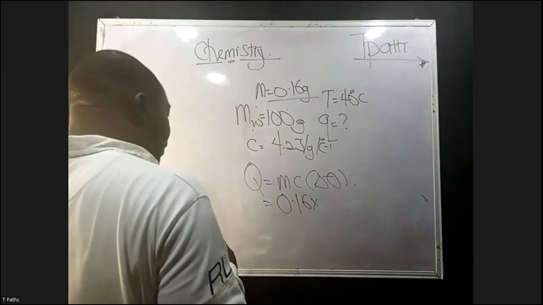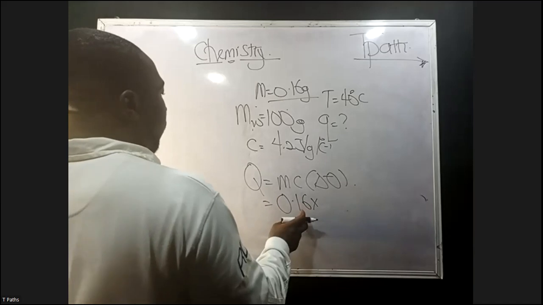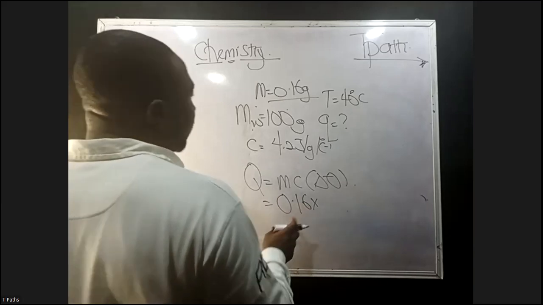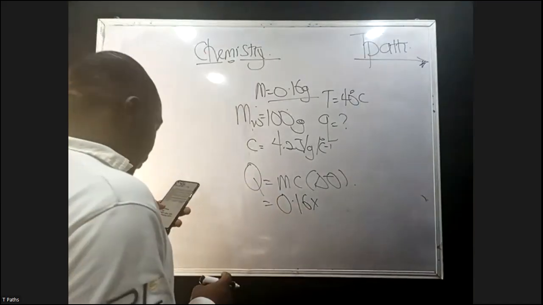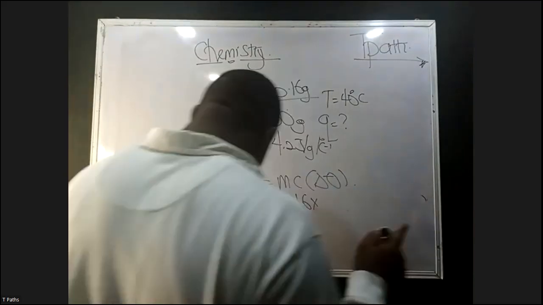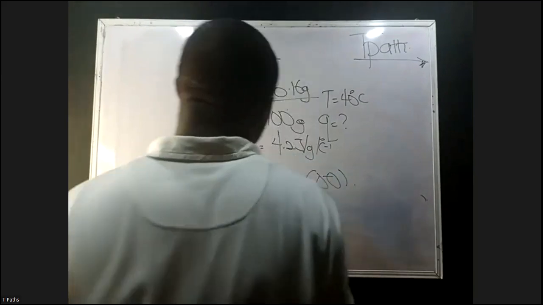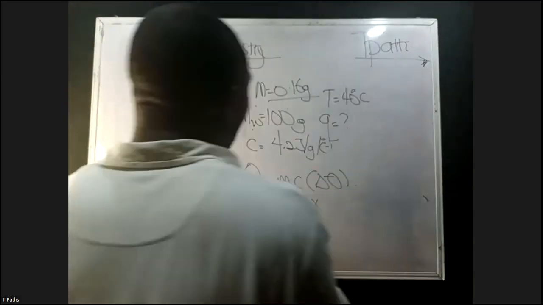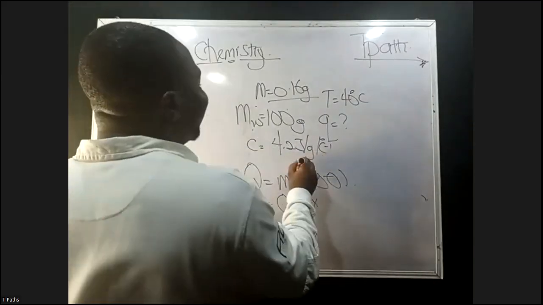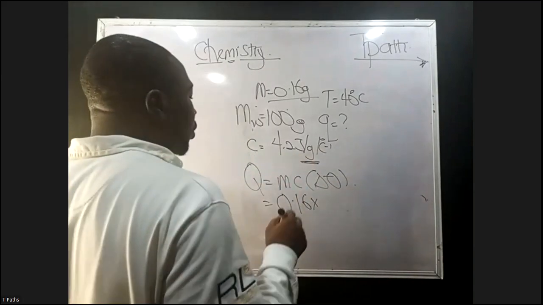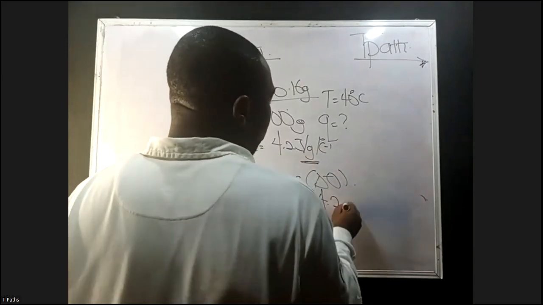So we need to do one thing. We need to convert 0.16 to kilogram. Isn't that better? Because mass is in gram, C is in joules. Okay, we don't need to convert the mass to kilogram. Why? Because C is in joules per gram per degree Celsius. So times 4.2, then delta T.